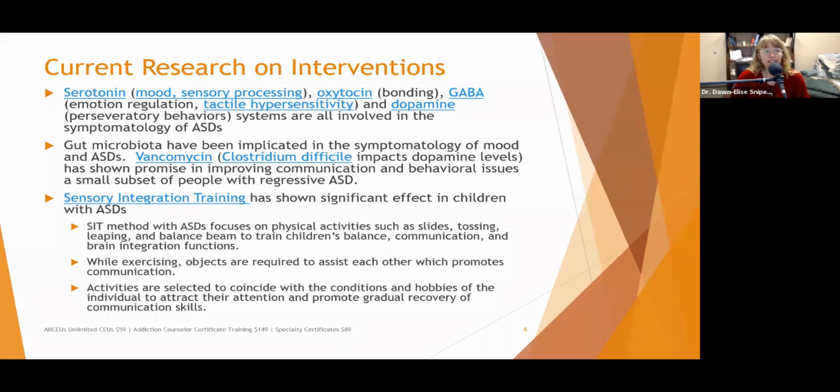Activities are selected for the individual that coincide with their particular presenting symptoms and conditions and abilities and hobbies in order to attract their attention and promote gradual recovery of communication skills. If you're working with someone who has absolutely no interest in race cars, then doing something with a race car track is not going to engage them at all. It's important to figure out what's going to work with that particular individual.